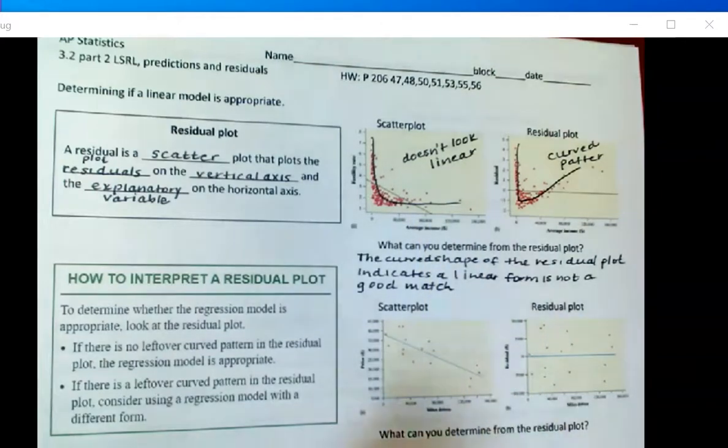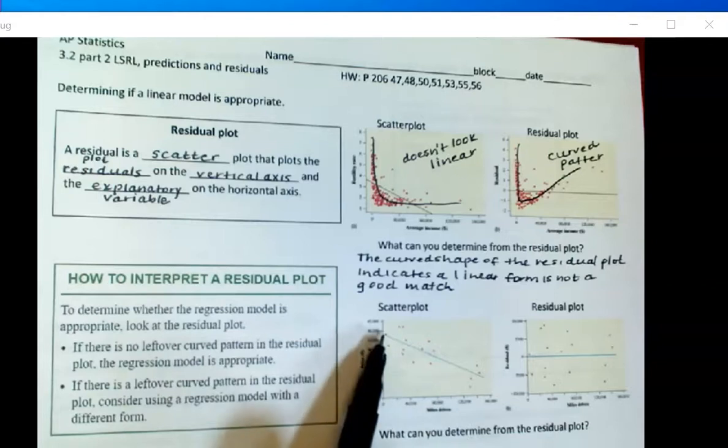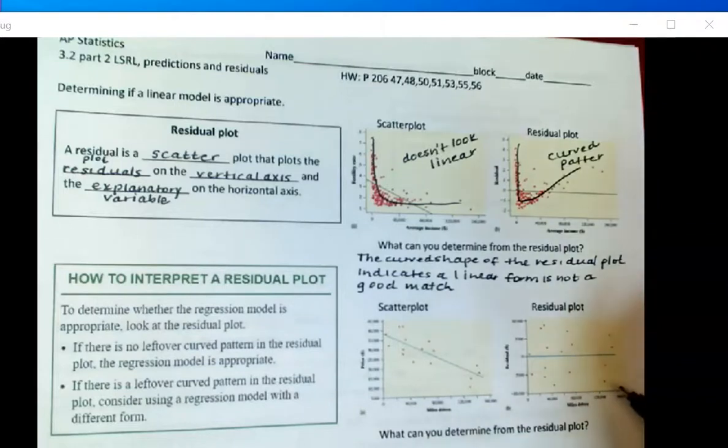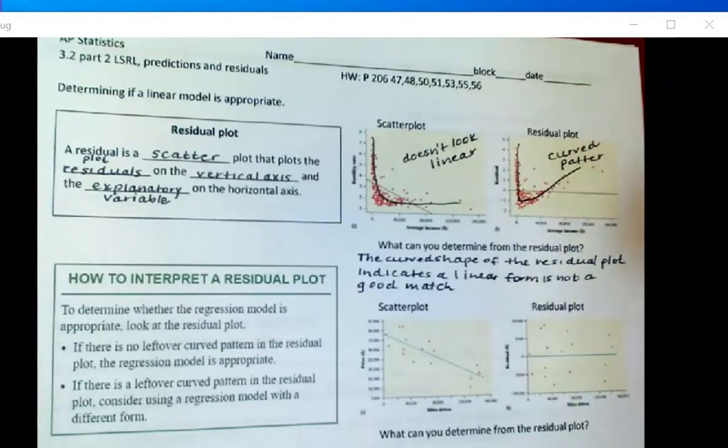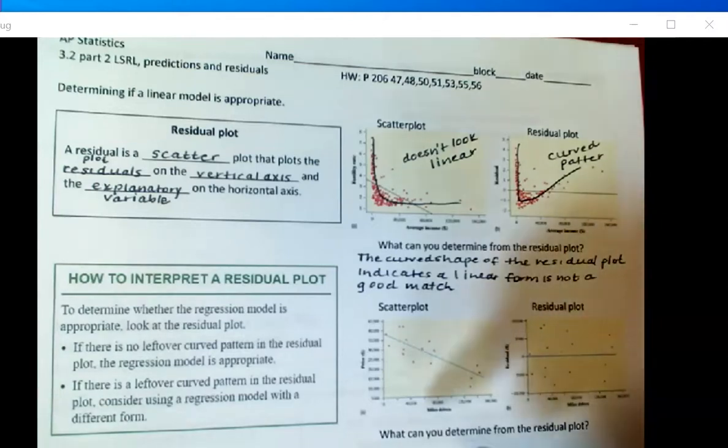This one was miles driven and the price. This was when we were talking about vehicles. If you look at the linear regression line, or line of best fit, it goes through the data pretty well. If you look at the residual plot, all these points are just scattered about. There's no pattern, and that's what you're looking for. So what can you determine from this residual plot?